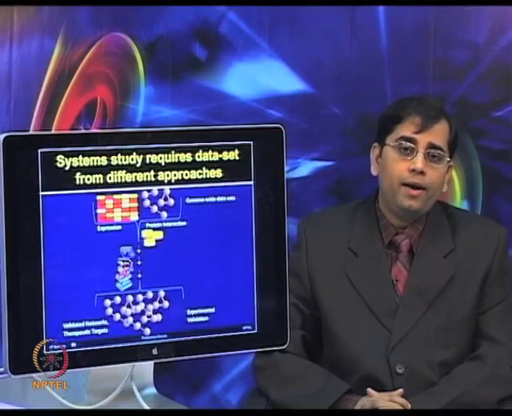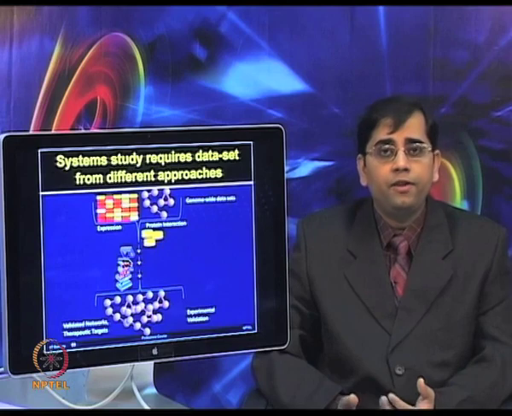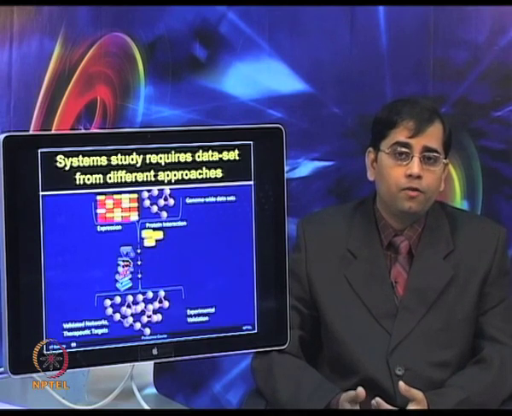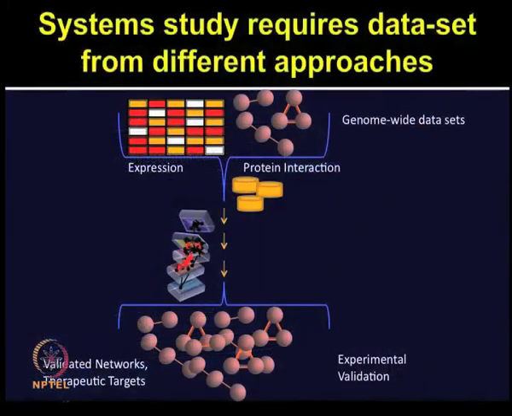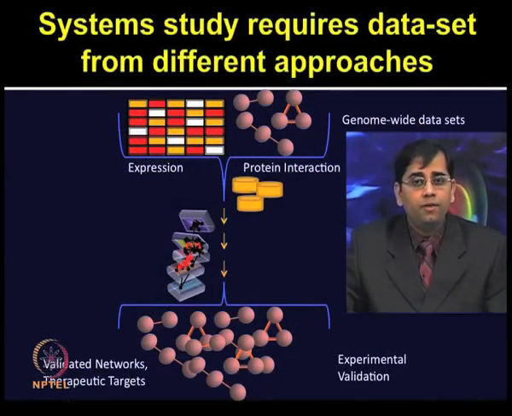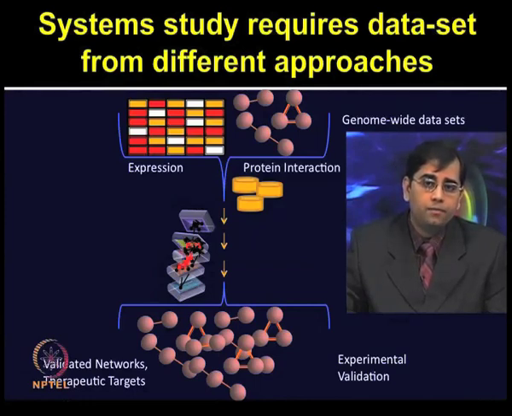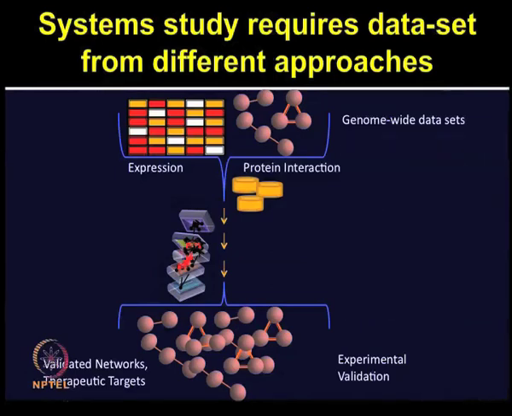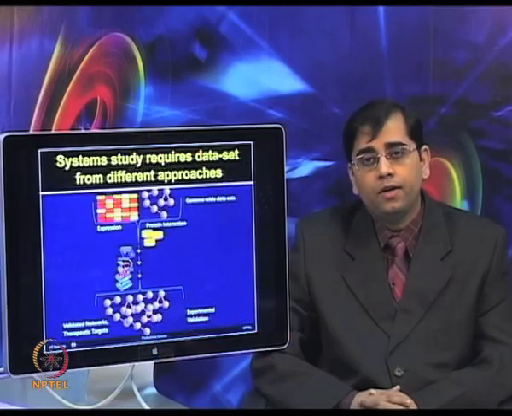The system study requires obtaining data sets from different approaches and analyzing them. For example, as shown in the slide, the genome-wide data sets can be derived at the genome level, looking at the expression of the different transcripts, or at the proteome level, looking at different types of protein interactions. These data sets can be stored in the clinical databases, and also can be mined from the literature by manual curation. Then integration of the orthogonal data sets can further be used for validating the networks and identifying therapeutic targets. Further, it can be used for experimental validation.